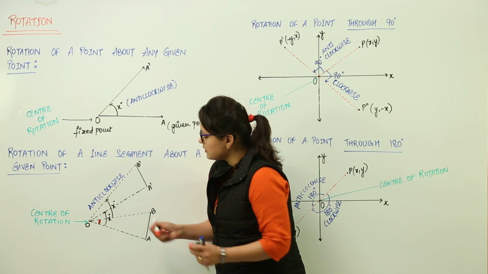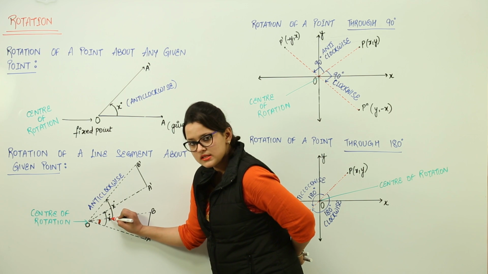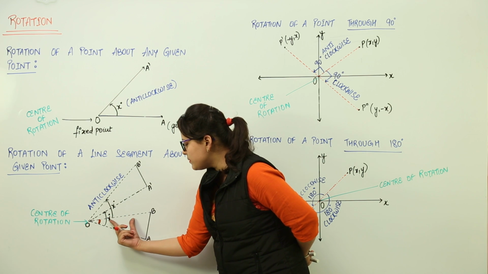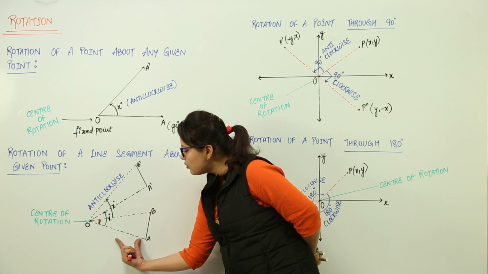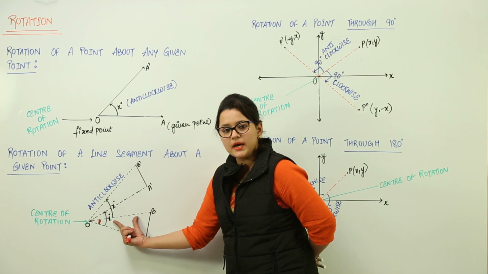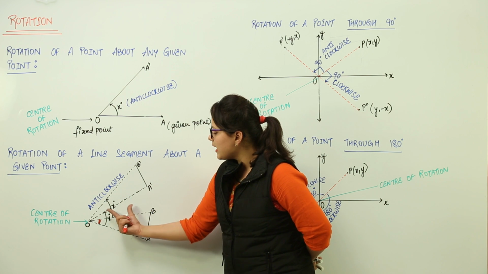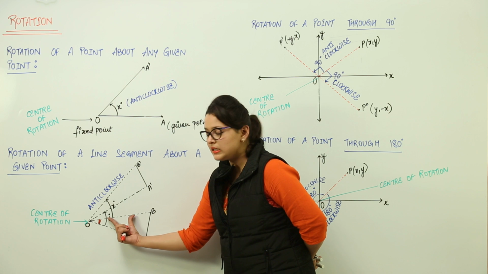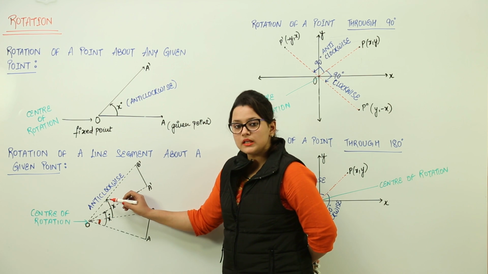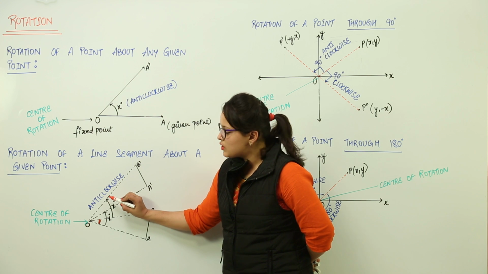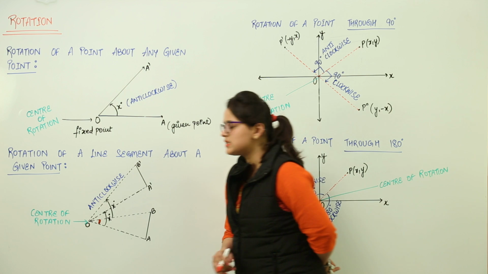OA has been rotated by a degree x, and similarly line OB is rotated by a degree x. So both OA and OB are rotated by degree x, and they have converted into OA dash, and when OB got rotated, it got converted into OB dash, and this rotation is done in anti-clockwise direction. So we can say O is the center of rotation for this case.